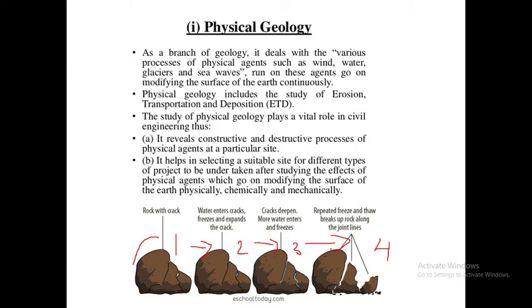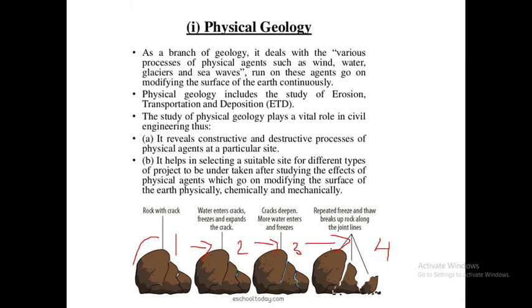Say for example, if we are constructing a tunnel, we have to know the type of rock associated with the particular area, whether it has a particular stress limit, whether it is very feeble or a very hard rock, whether it is very structured or very well compacted. All those things are very important. So it has vital applications in the civil engineering field. Then it reveals constructive and destructive processes of physical agents at a particular site.